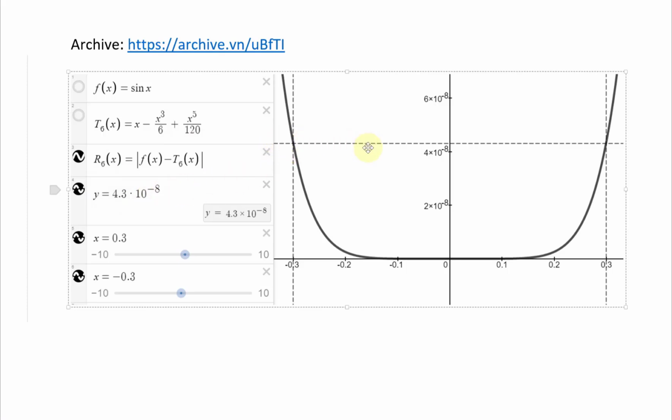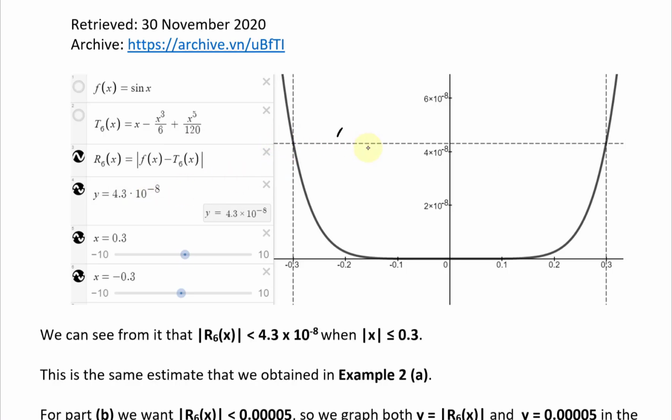So that's this part right here. This one is y equals 4.3 times 10 to the negative 8, the highest error in example 2a. That's this line. And I also graphed x equals negative 0.3 and x equals positive 0.3.